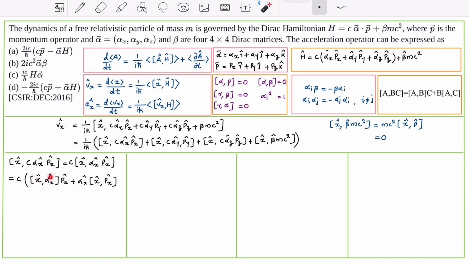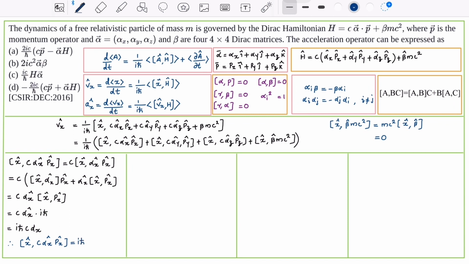Now what is the commutator of x and αx? This is 0. Therefore, our commutator becomes c αx times the commutator of x and px. We have the commutator of x and px is iħ. Therefore, our commutator becomes iħ c αx. So the commutator of x and c αx px, that is the first term, is equal to iħ c αx.